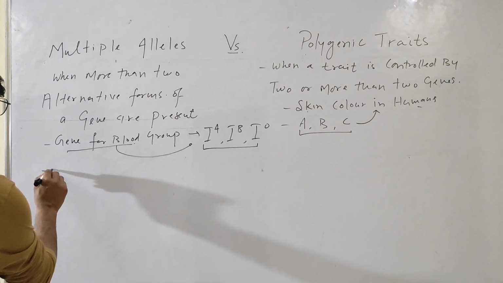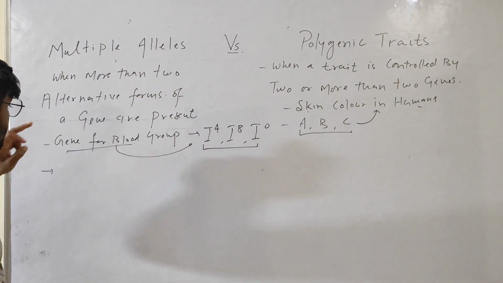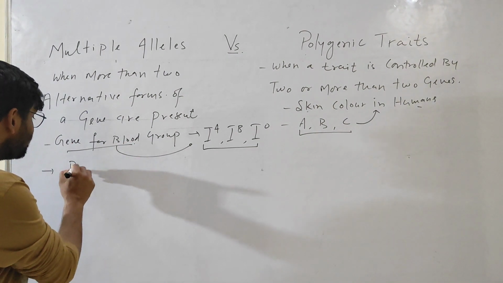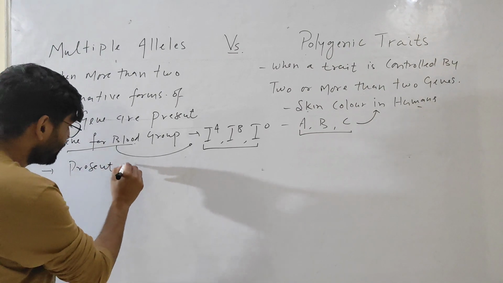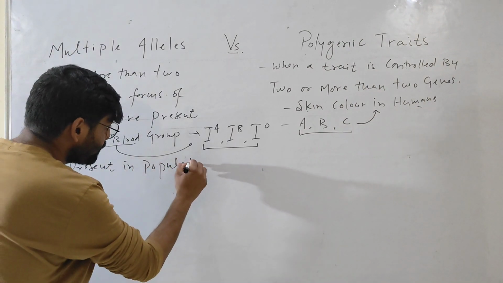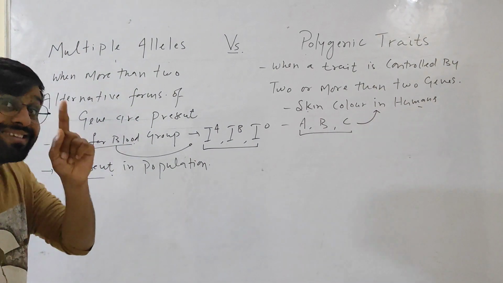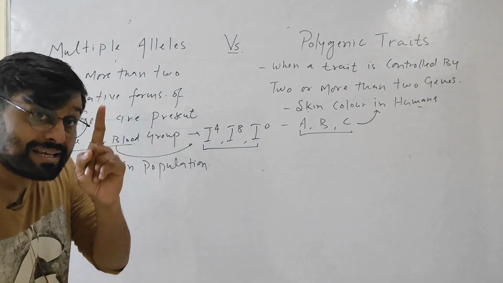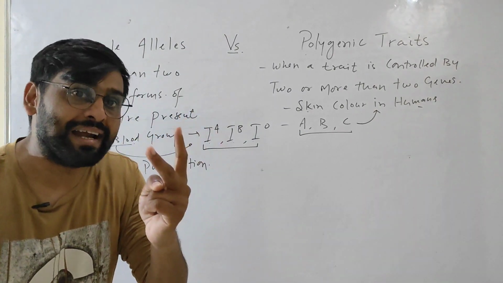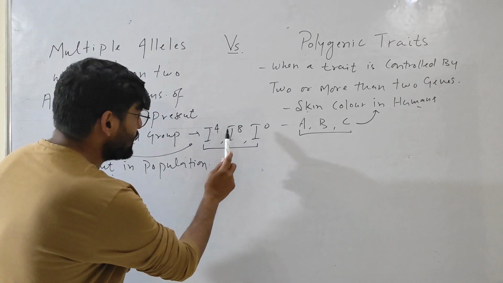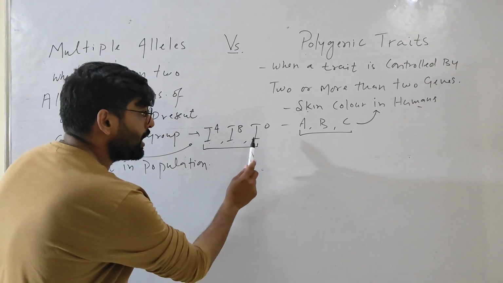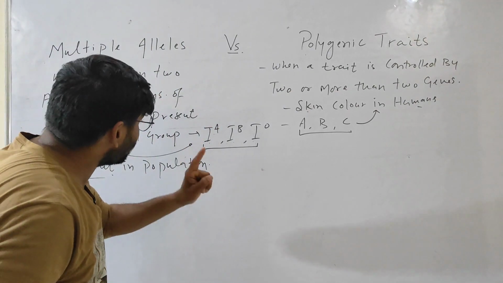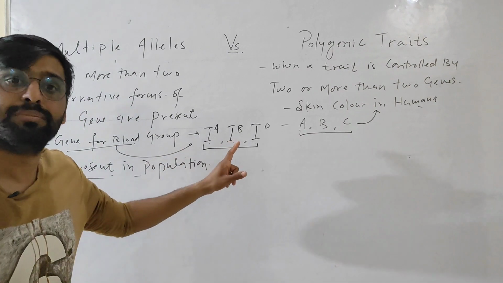In case of multiple allelism, all these alleles that are more than two are present in the population. They are not present in a single individual. Suppose these are three alleles: IA, IB, and I naught. In a single human, there can be two alleles at a time. It might be IA, IB, or IA, I naught. So there can be only two alleles at a time in an individual. But inside a population, multiple allelism is present.